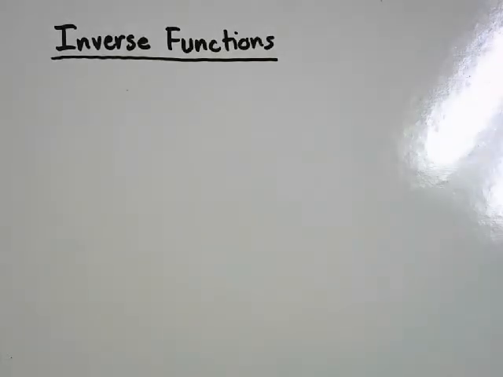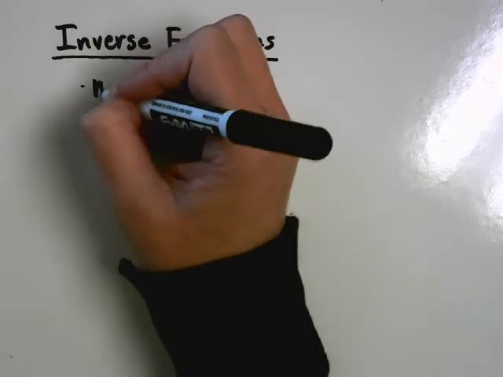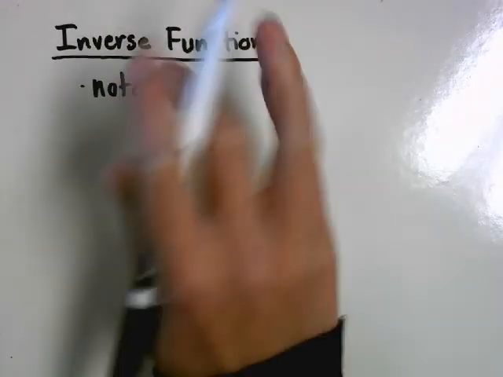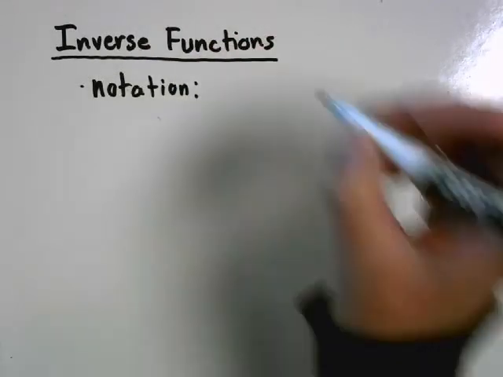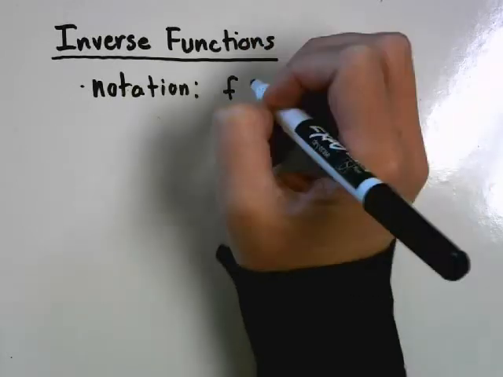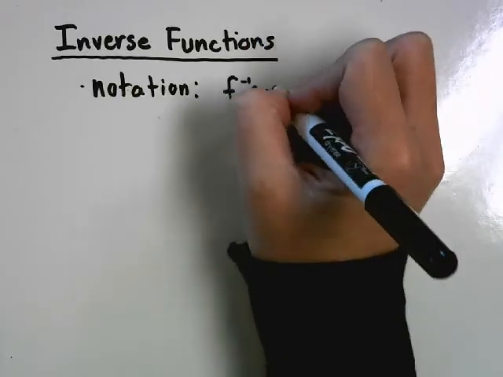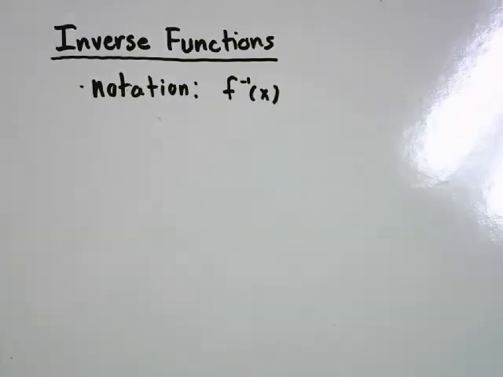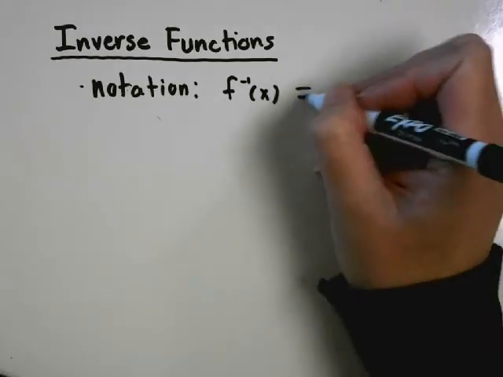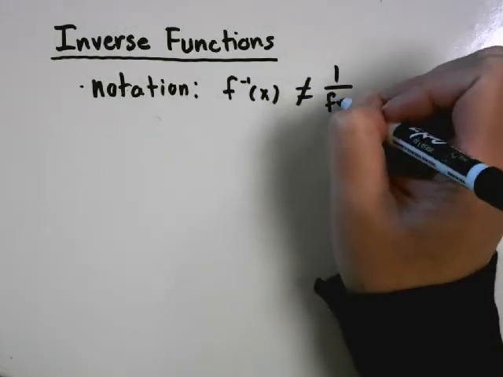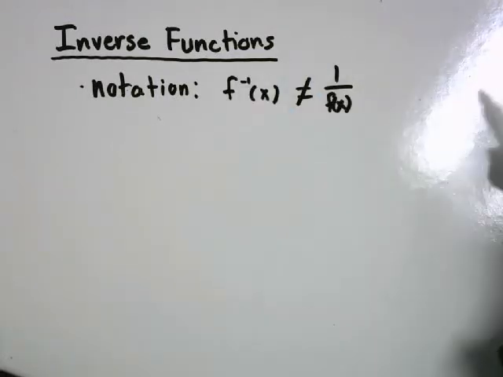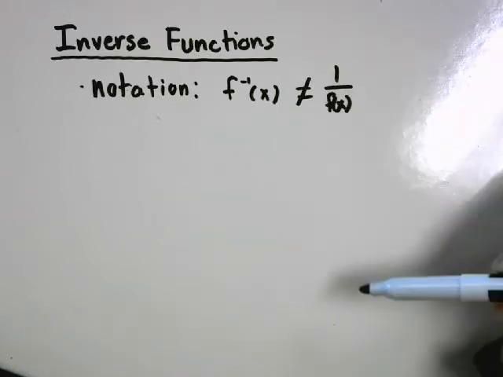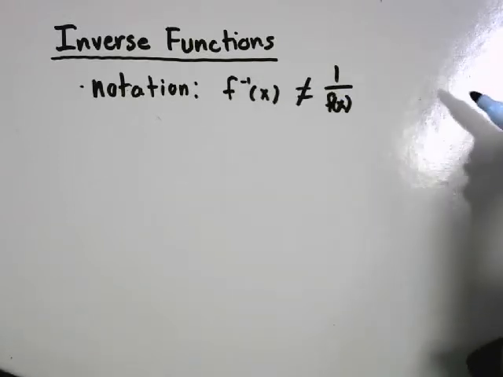So let's talk about inverse functions. First, some notation. The inverse notation is going to be an f and then a little -1 of x. That's indicating that we have an inverse, and that inverse is a function. It is the inverse of f. This does not equal 1 over f of x. So that's important to note, that this -1, although as an exponent something to the -1 would be 1 over that, this is not.